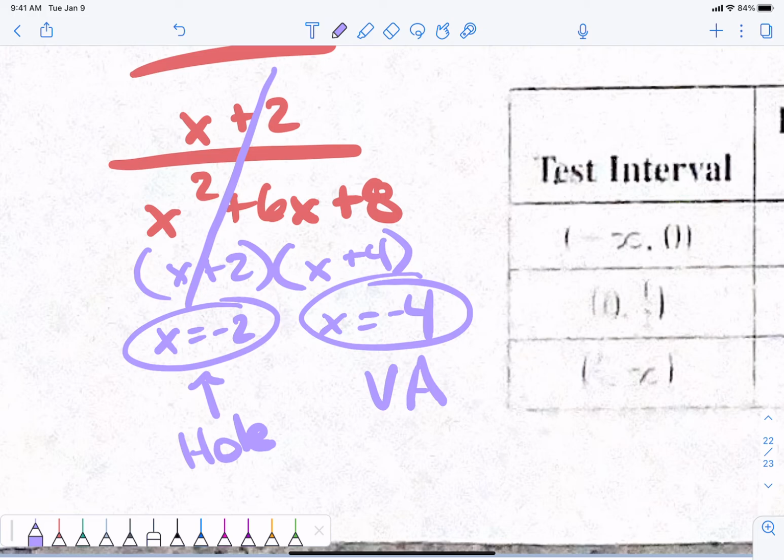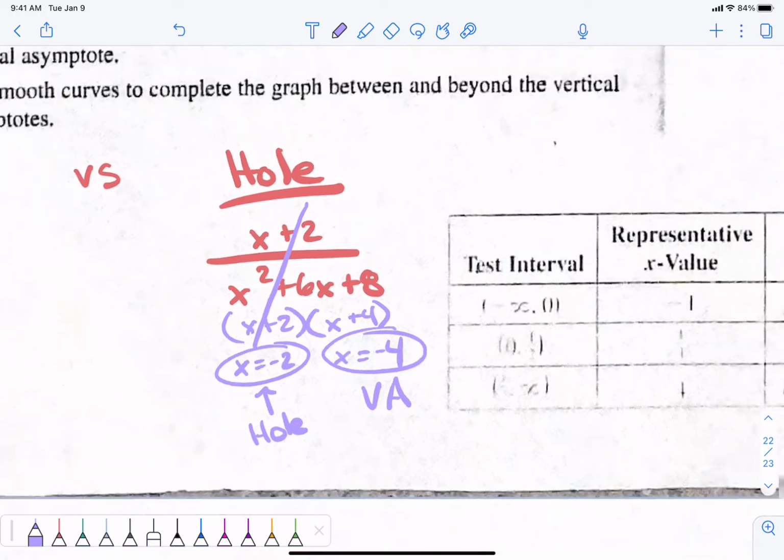So whenever you have VAs, just check to make sure it's not going to cancel out with the top, because VAs look like holes in disguise, right? Or vice versa. Okay, good? All right, happy with that?